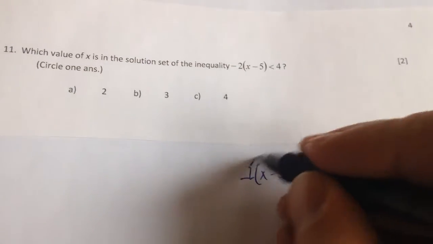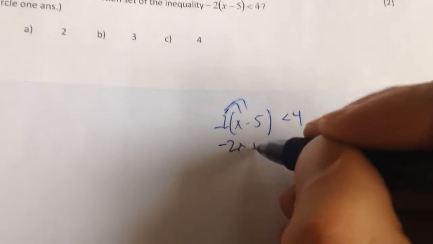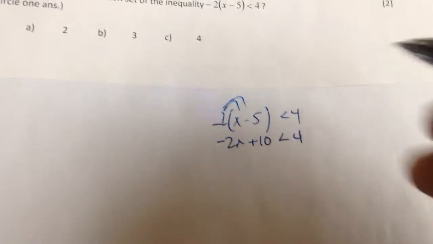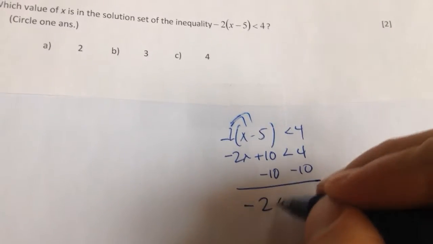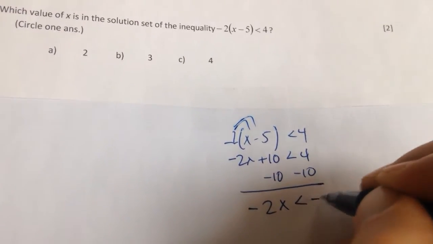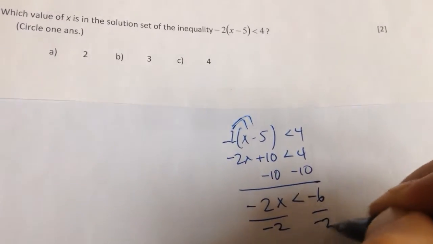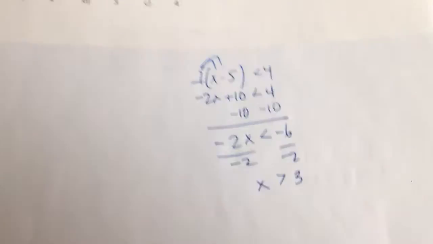In this inequality, when I distribute, I get negative 2x, and then I get plus 10. I subtract 10, I get negative 2x less than negative 6 divided by negative 2. X is greater than 3.